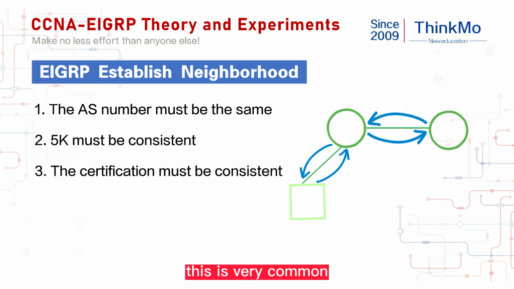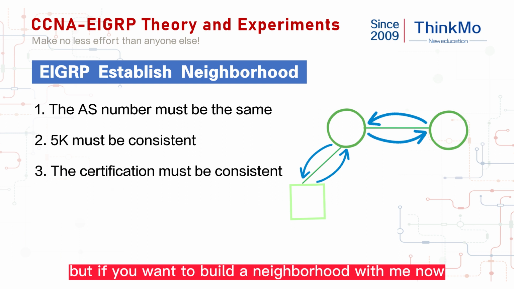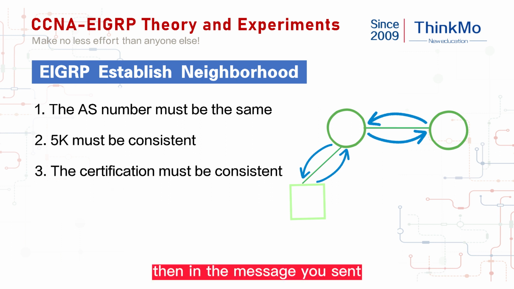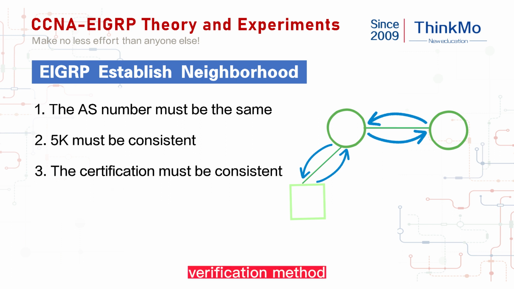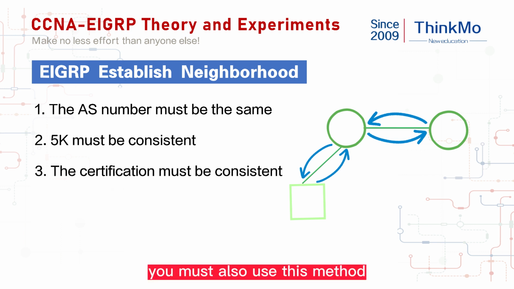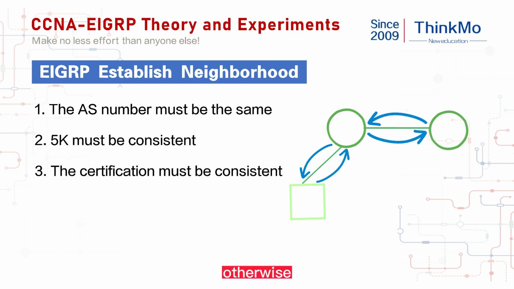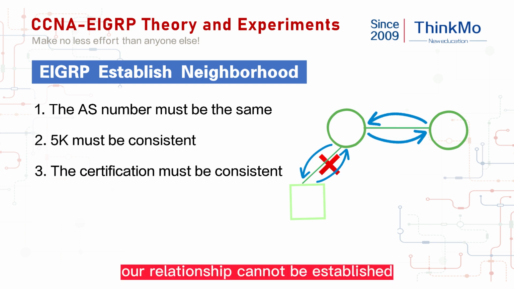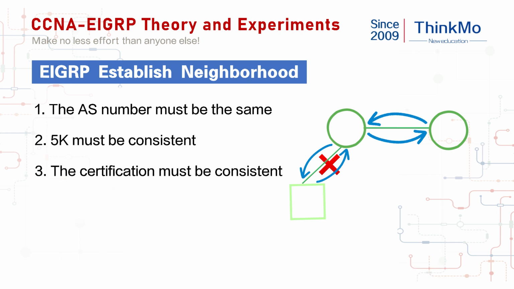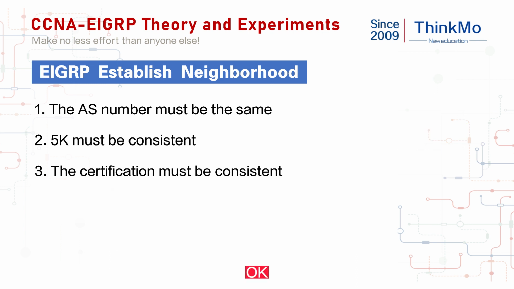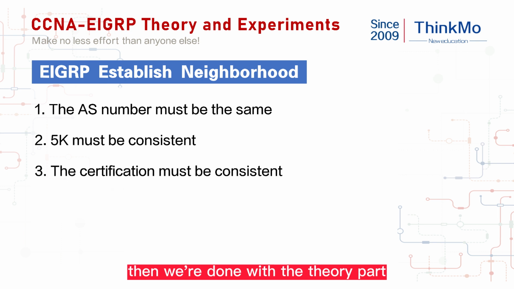This is very common. But if you want to build a neighborship with me now, then the message you sent must be consistent with my authentication. I use some kind of encryption algorithm and verification method. You must also use this method, and with the same password. Otherwise, our relationship cannot be established. It will cause the 2 of us to be unable to send messages. But by default, we do not certify. Okay. Then we're done with the theory part.